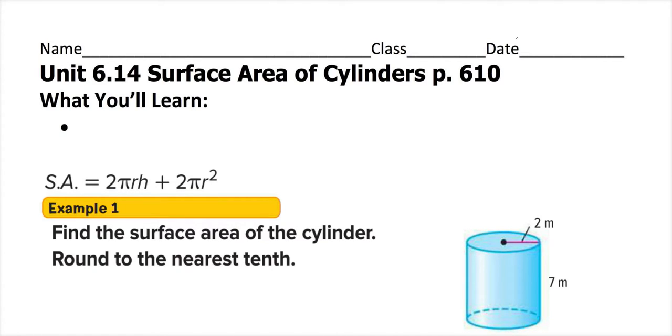So this is unit 6.14. We're going to look at surface area of cylinders for this one. And this is page 610 in the textbook.